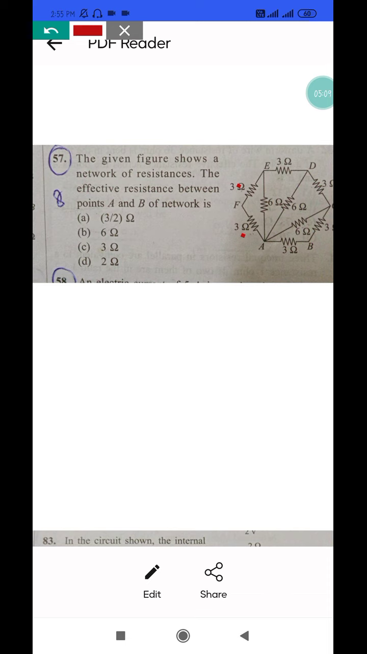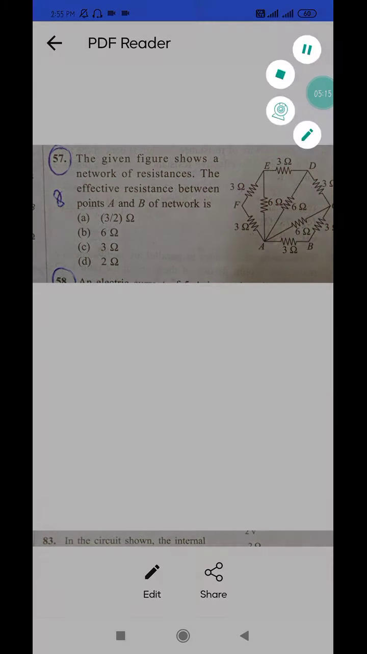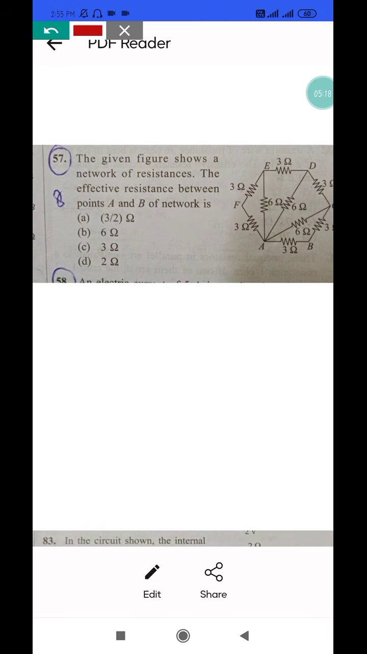Let me take a pen. This is our point A. So these two resistances are connected in series, so the total turns out to be 6. And again this 6 and 6 are in parallel, so the total or equivalent effective resistance turns out to be 3 ohm. And this 3 and 3 are connected in series, so the total turns out to be 6.